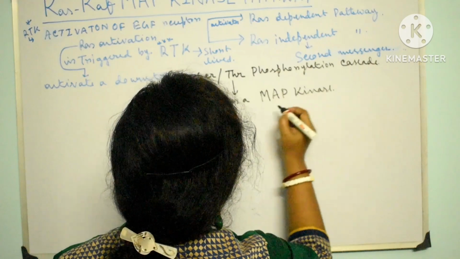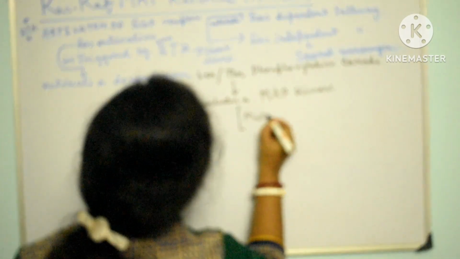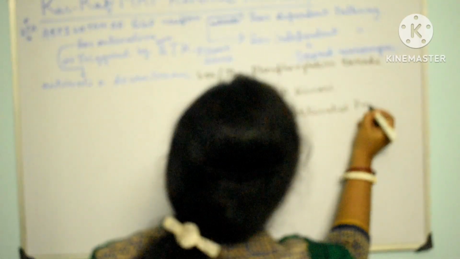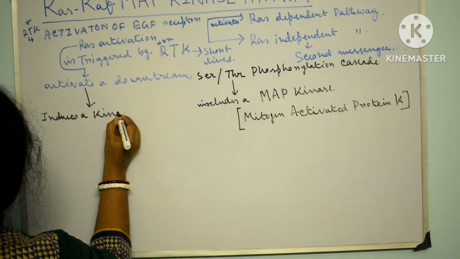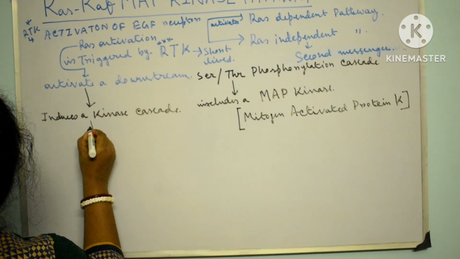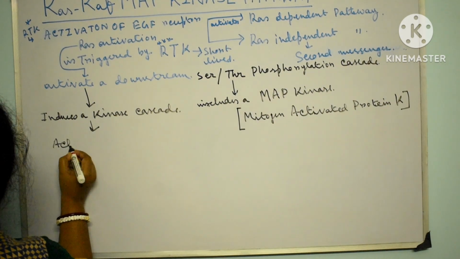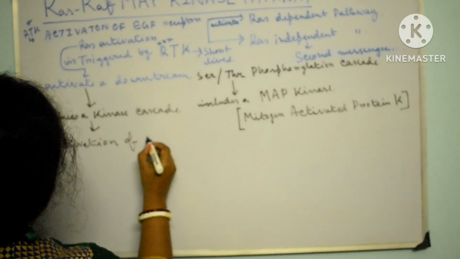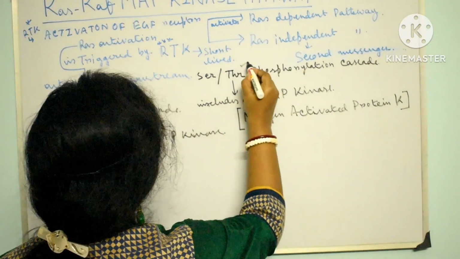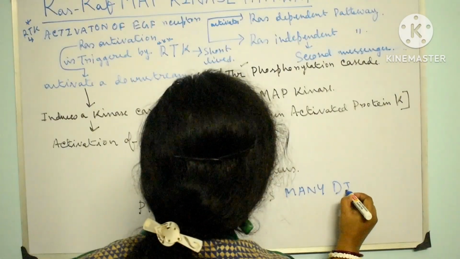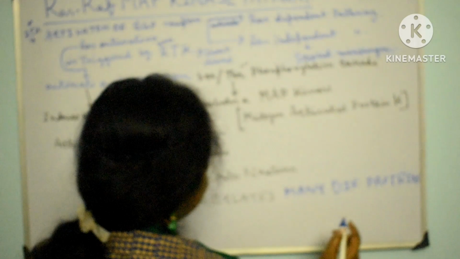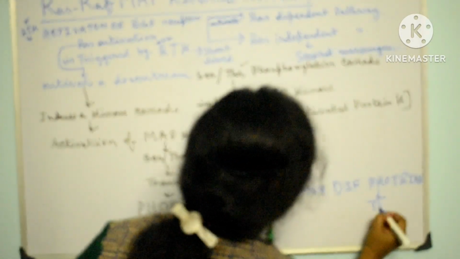The full form of MAP kinase is mitogen activated protein kinase. It induces a kinase cascade that culminates in activation of MAP kinase. This serine-threonine kinase can translocate into the nucleus and phosphorylates many different proteins, including transcription factors.